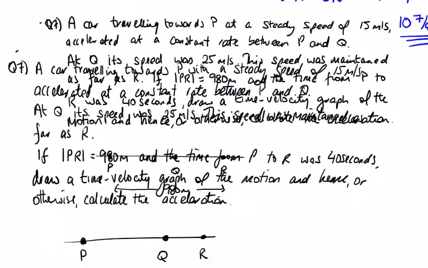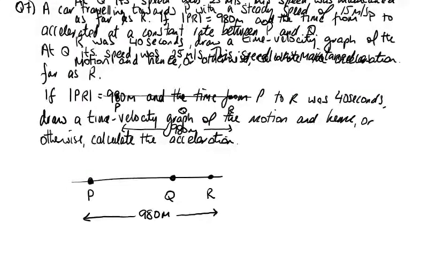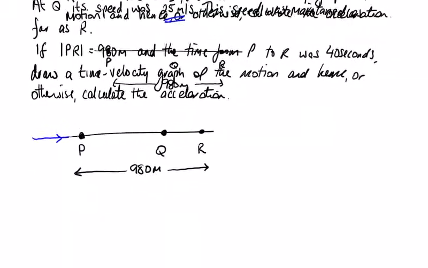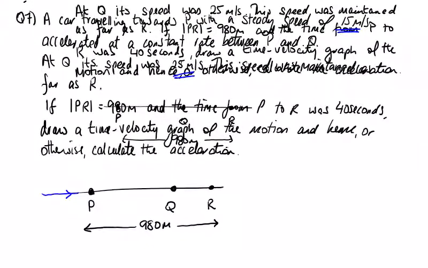On to question 7. A car traveling towards P with a steady speed of 15, so the car's coming along this way towards P, accelerated at a constant rate between P and Q. At Q, its speed was 25, at P was 15. So it's not starting at 0 this time. The speed was maintained as far as R. Okay, let's have a look at a diagram for this one.